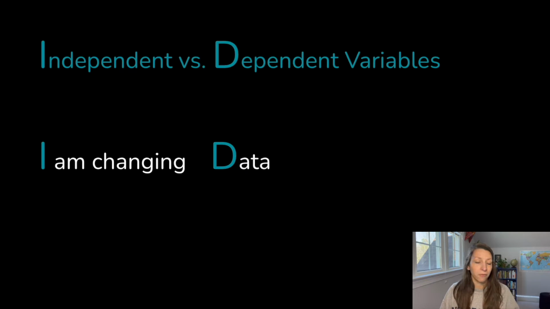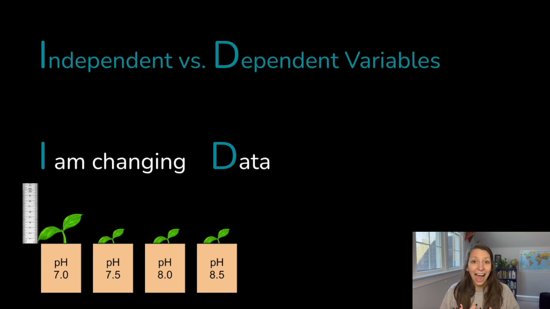So for example, if you're doing an experiment where you're changing the pH of the soil of different plants and seeing how tall they grow, what I, the experimenter, am changing, I for independent, is the pH. So that's our independent variable. Our D, our data that we're collecting, is how tall the plants grow. So that's our dependent variable.